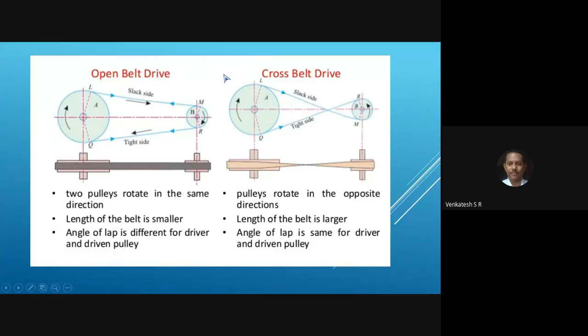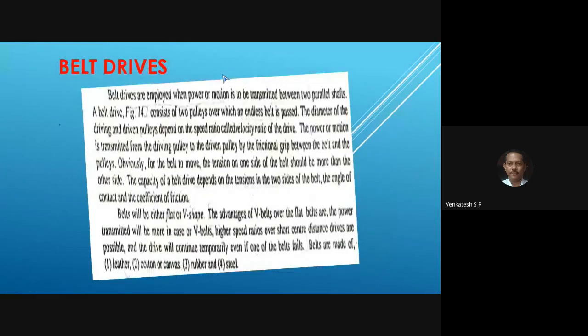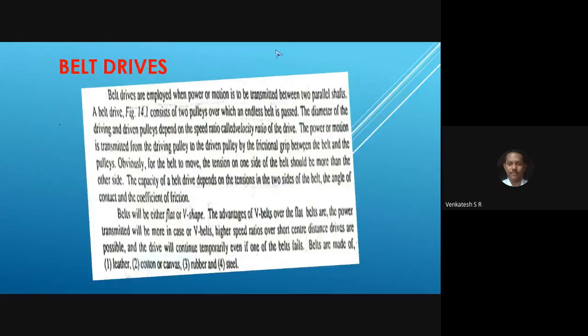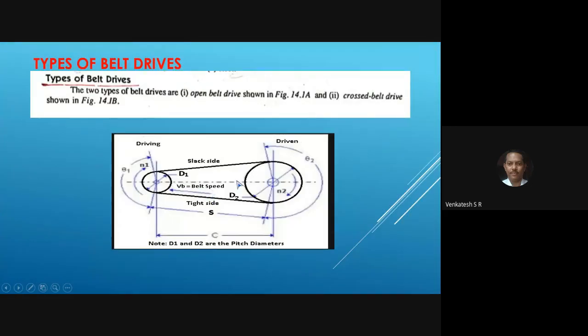Write down a question. Write a note on belt drives. For this question, write the explanation you have. For this drive, write this diagram. Particularly, you have to show the slack side and tight side, driving and driven, and the N1 rotation of the driving pulley, θ1 contact angle.